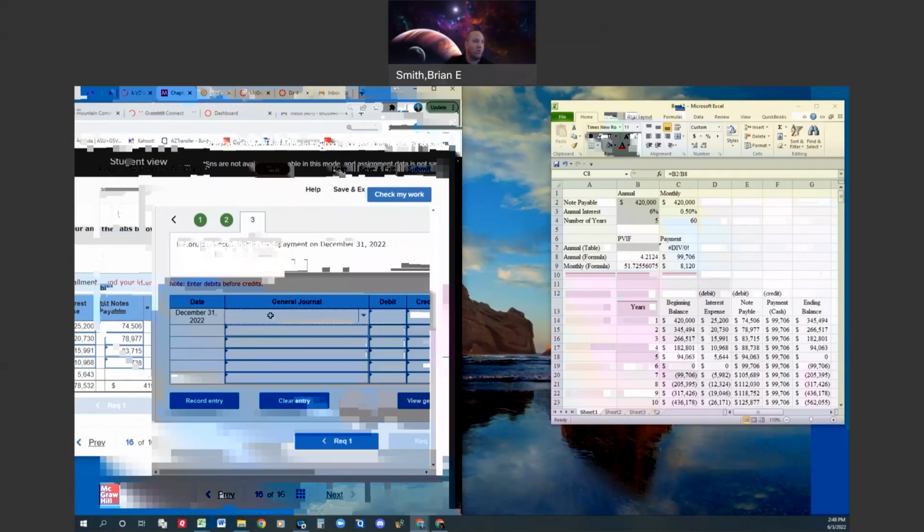And then the second installment note is going to be a debit again to interest expense for 2730, debit to notes payable for 78,977, and then we're going to credit cash for 99,706. Let's check that work. Let's smash that check the work button.